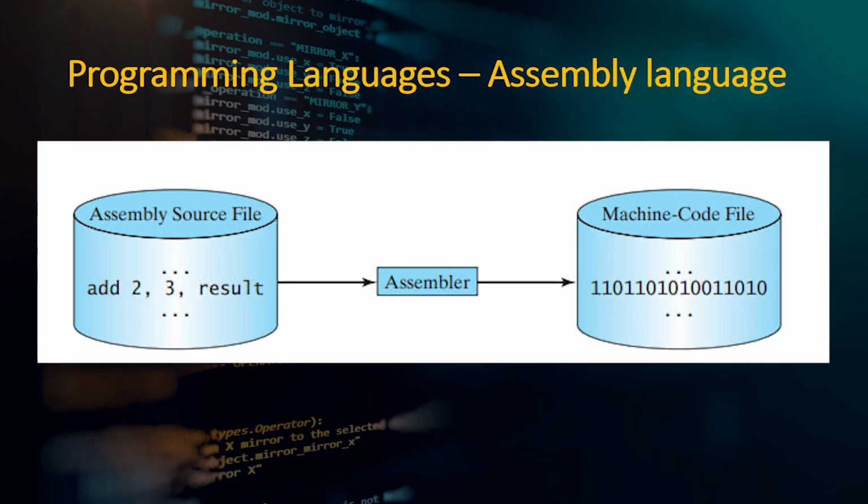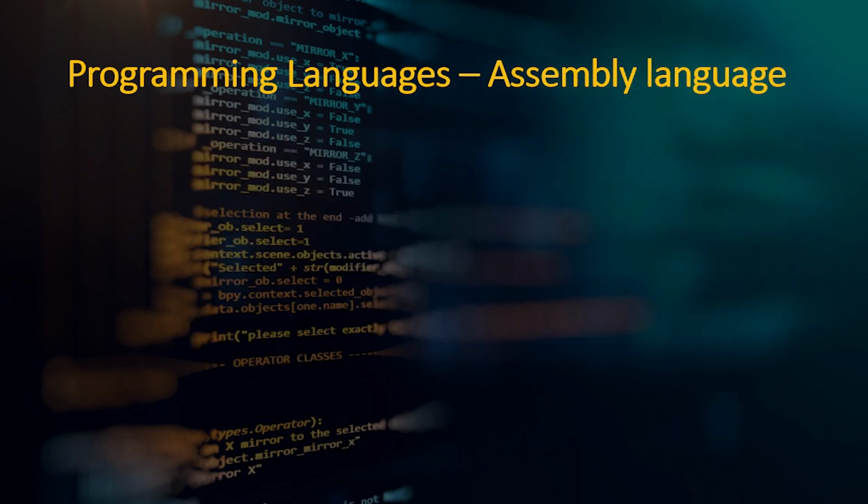Writing code in assembly language is easier than machine language. However, it is still tedious to write code in assembly language. An instruction in assembly language essentially corresponds to an instruction in machine code. Writing in assembly requires that you know how the CPU works.